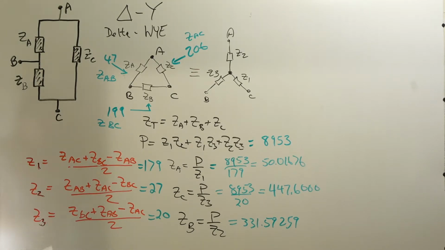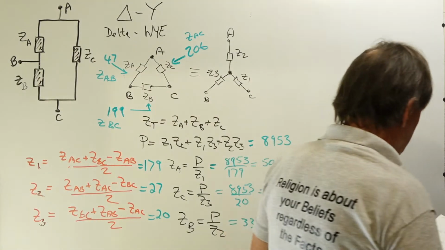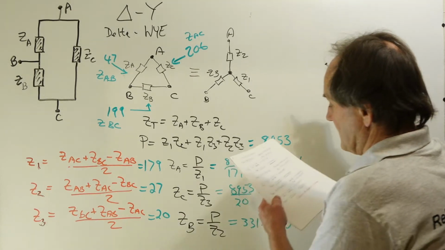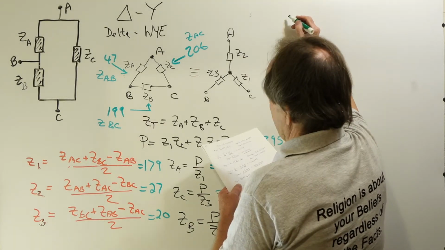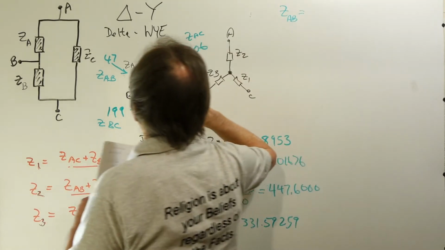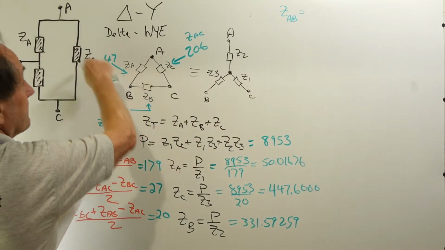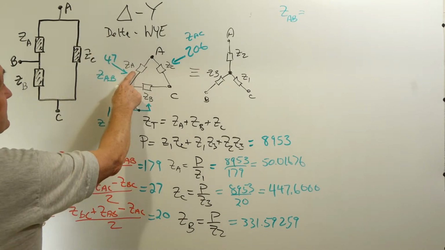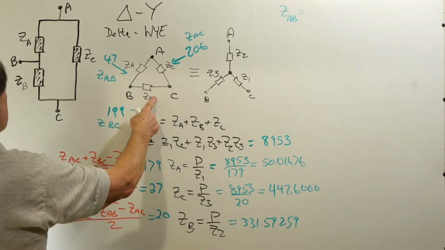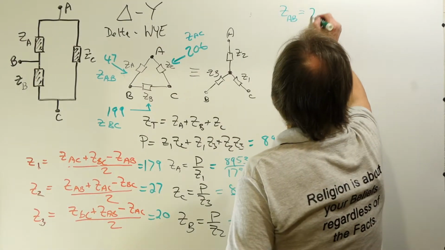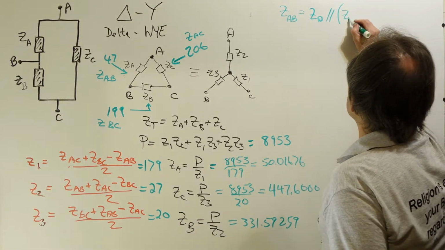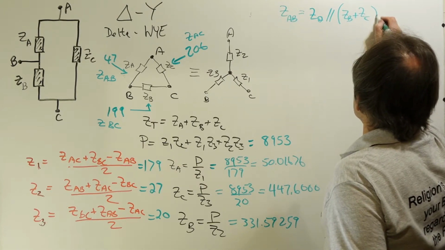Now, to check the theory here, all you need to do is compute, I'll just do one of these. Suppose we want ZAB, the node pair ZAB. Remember, ZAB is looking in this network, which is ZA in parallel with the series combination of ZC and ZB.